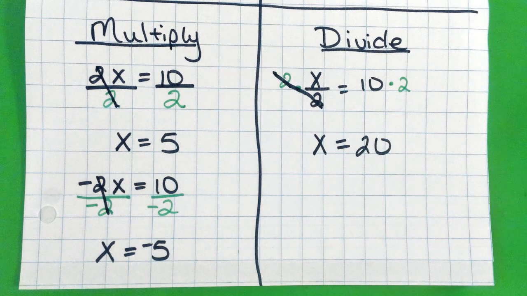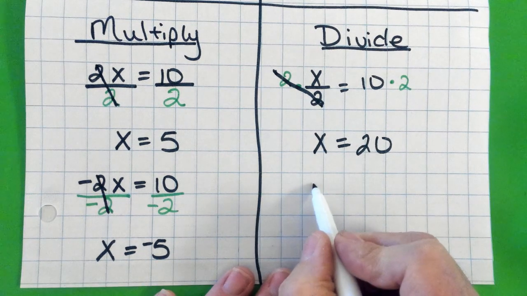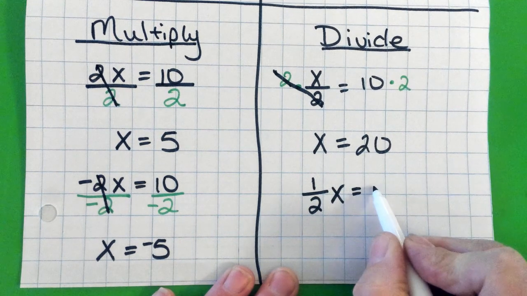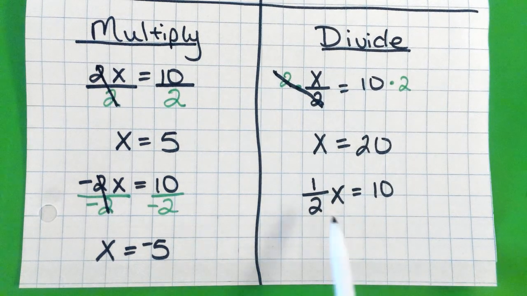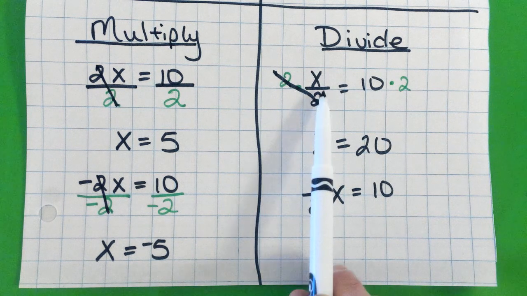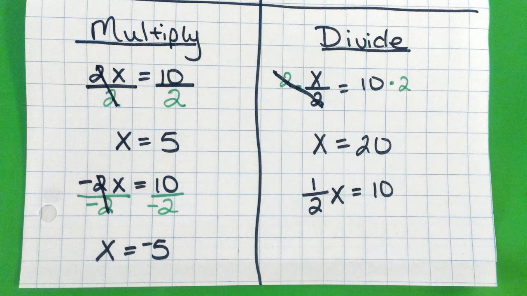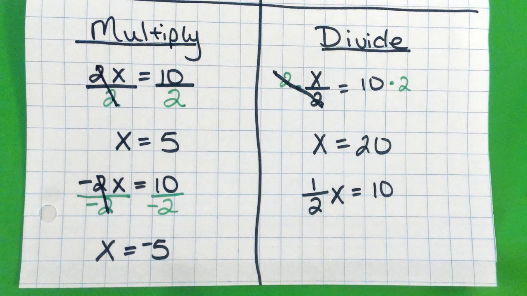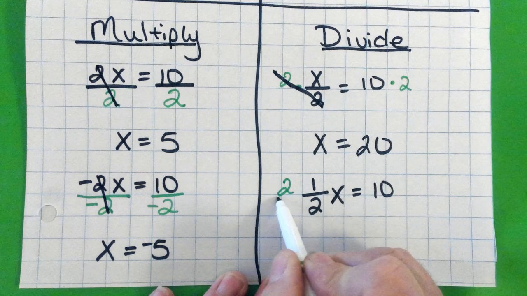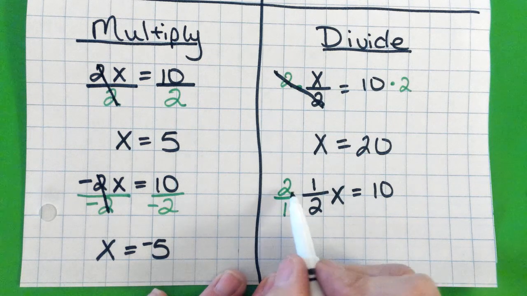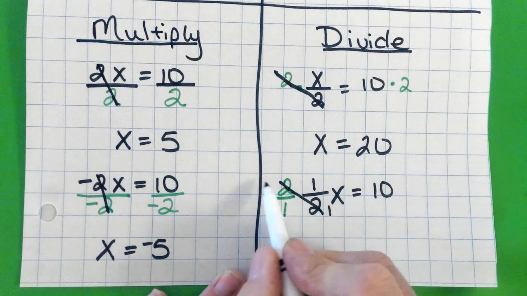You may also see it in a fraction form like this. 1/2 x equals 10. And 1/2 is the same thing as dividing by 2. So if you see it in this form and your numerator is a 1, you can change it to x divided by 2 if you like. But what's actually happening here, to get rid of a 1/2, we multiply it by the reciprocal. You'll get this next year, times 2 over 1. And if you recall, cross-reducing, 2 and 2 can become a 1 and a 1.